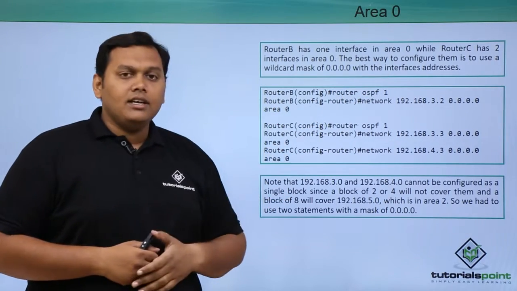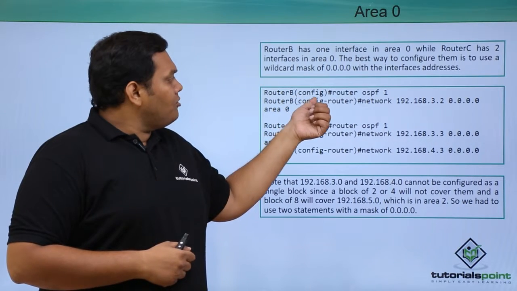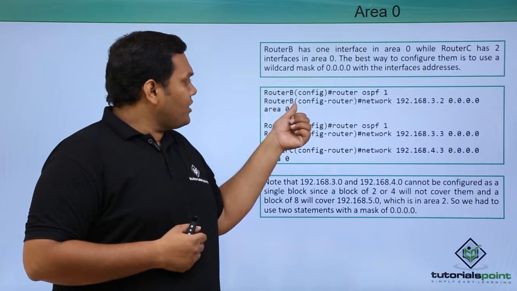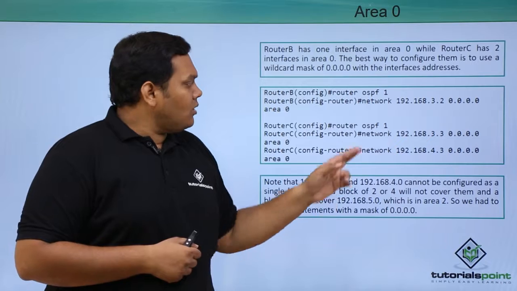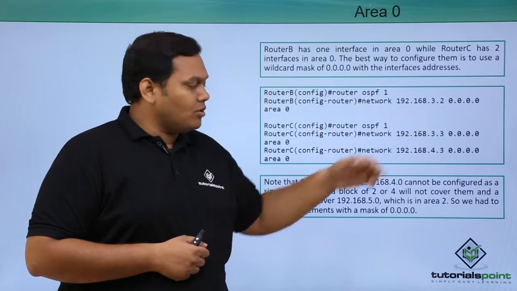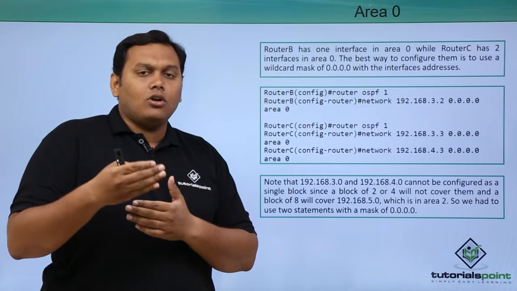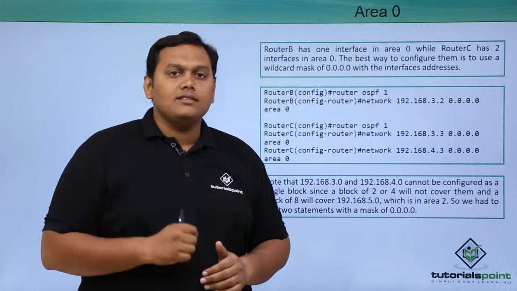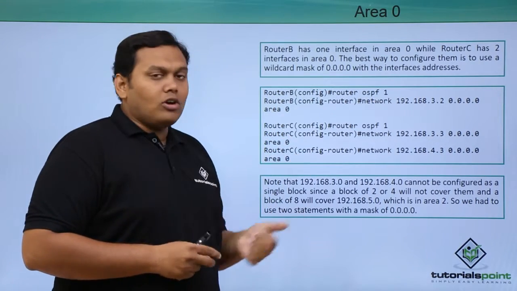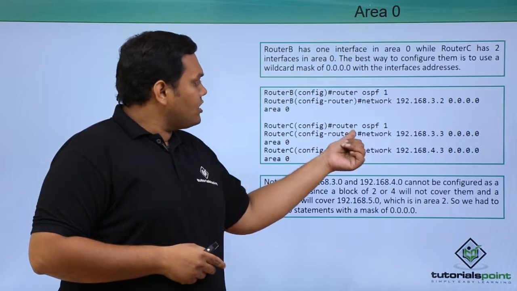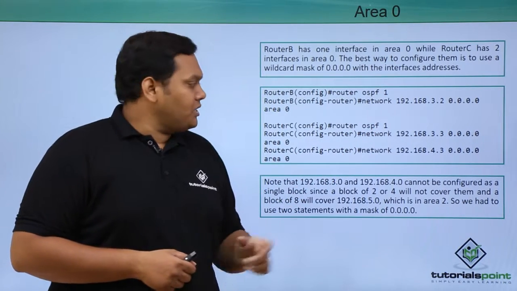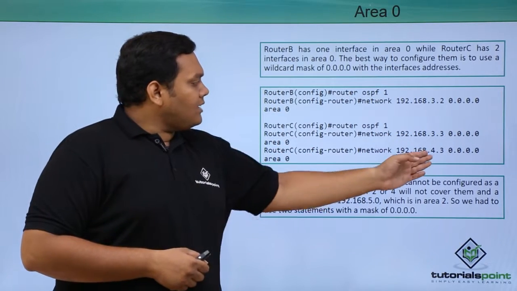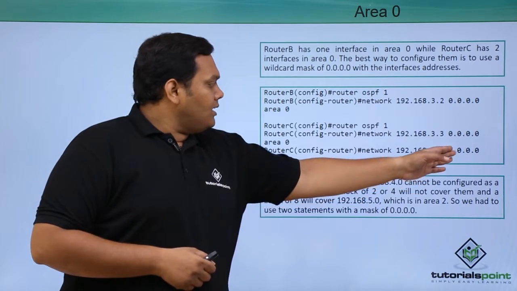So, you see the configuration here. On router B, we enter the syntax router ospf 1. It will enter the router configuration mode, then you have to type network 192.168.3.0 with the wildcard mask 0.0.0.0 and give the area number as area 0. The same with router C, where we have to configure two interfaces. You see router ospf 1, it will take you to router configuration, then enter the network number with the wildcard mask and area number. The same way with the other interface IP address: network number, wildcard mask and area number.